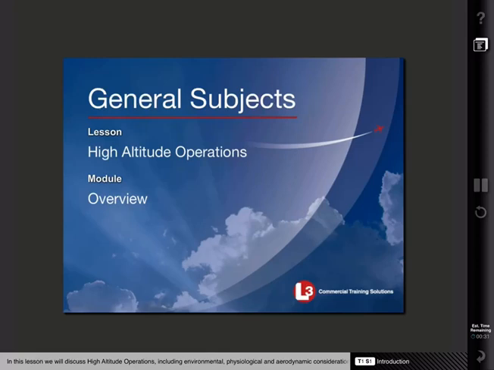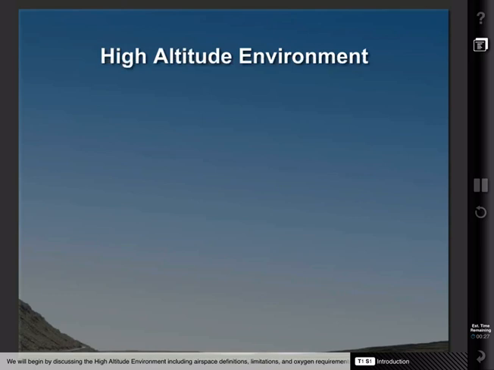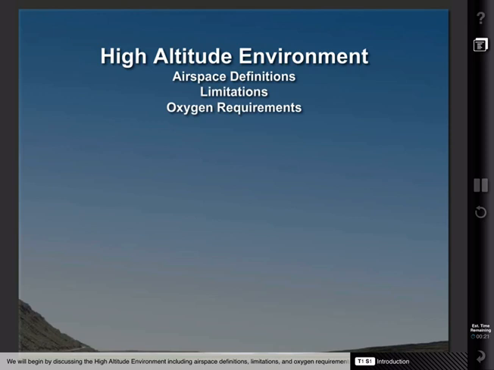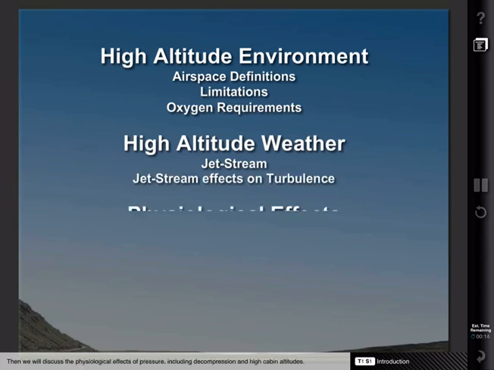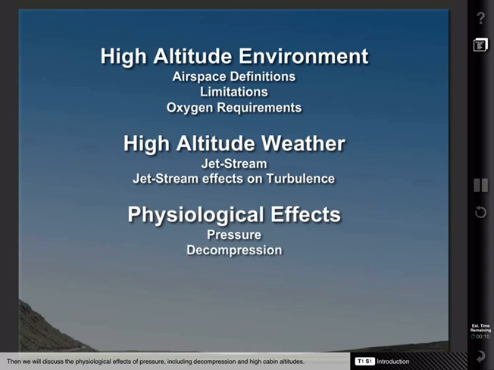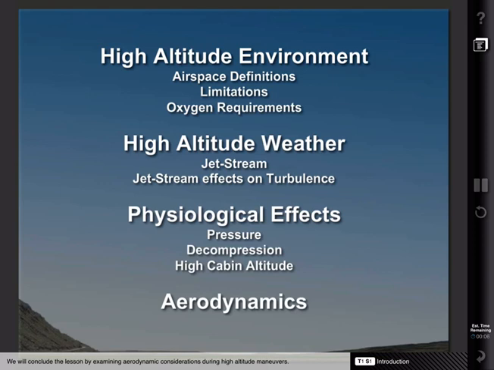and aerodynamic considerations. We will begin by discussing the high-altitude environment, including airspace definitions, limitations, and oxygen requirements. We will review high-altitude weather, including the jet stream and its effect on turbulence. Then we will discuss the physiological effects of pressure, including decompression and high cabin altitudes. We will conclude the lesson by examining aerodynamic considerations during high-altitude maneuvers.